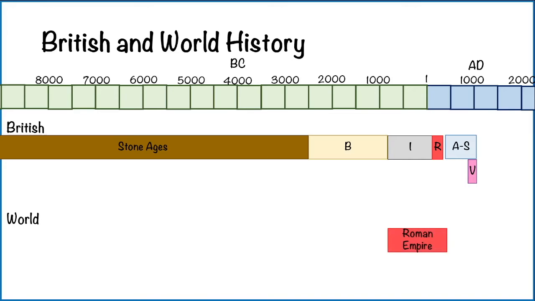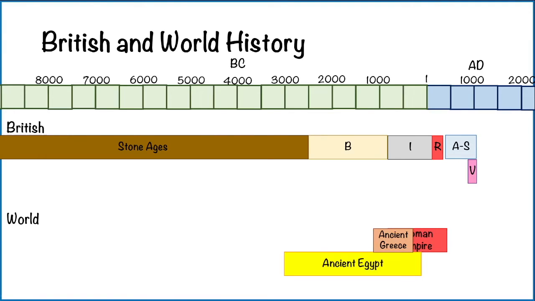Also, the Roman Empire had direct contact with Egypt. Oh, that doesn't work. Egypt's covering up part of the Roman Empire. We'll need to lay out the timelines differently. There we go. You can see this overlap.